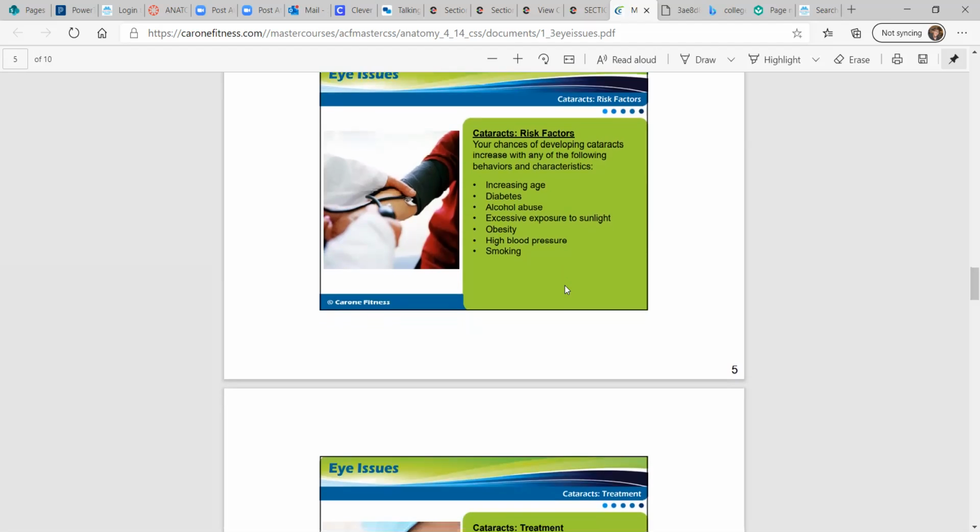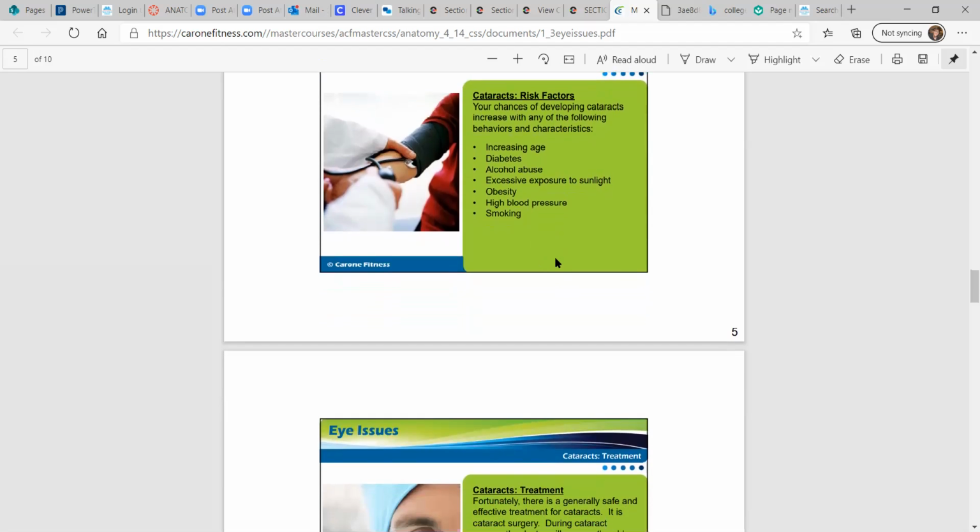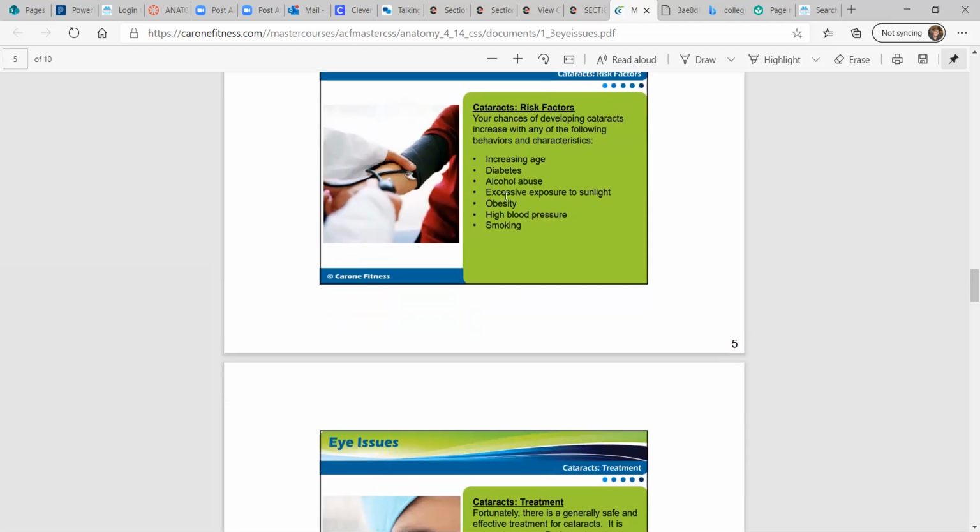That can hurt your eyes. Obesity, high blood pressure, and smoking. These are things that can negatively affect your health in general. And if you're not as healthy as you possibly can be, this is when other health issues can develop.